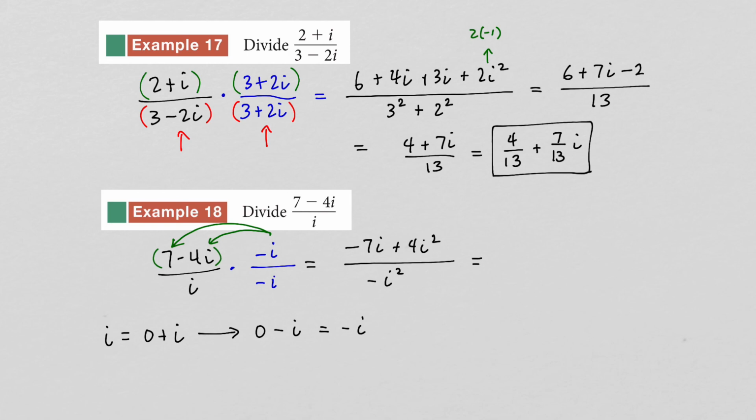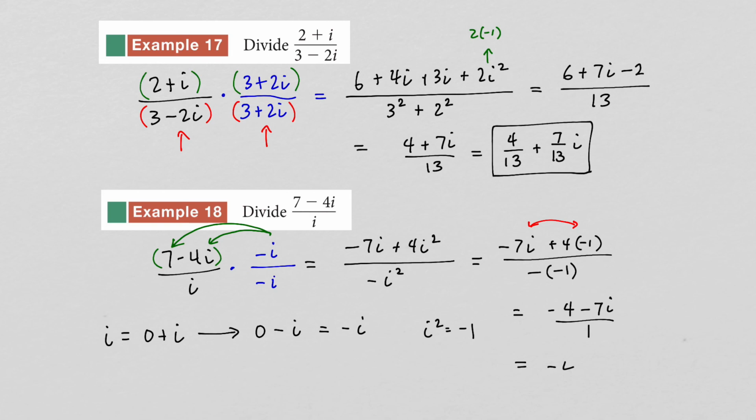Now we'll just change i squared, right? Because we know i squared is negative 1. So this is negative 7i plus 4 times negative 1 divided by negative 1. And this is negative 4 minus 7i divided by 1. So all I did on top here is I switched these. And then negative 1 is 1. But we know that negative 4 minus 7i divided by 1 is simply negative 4 minus 7i.